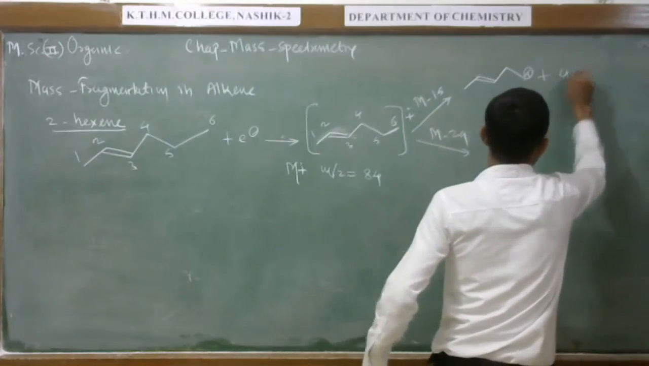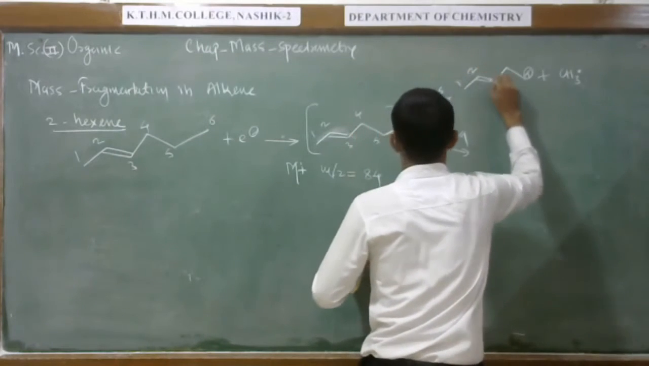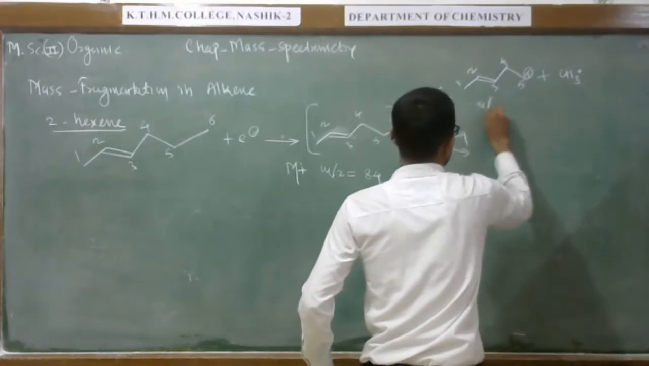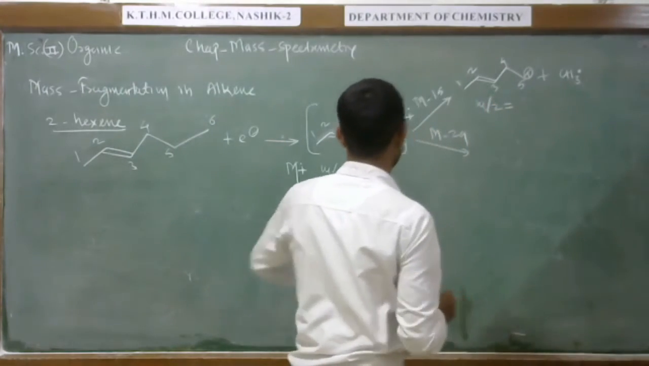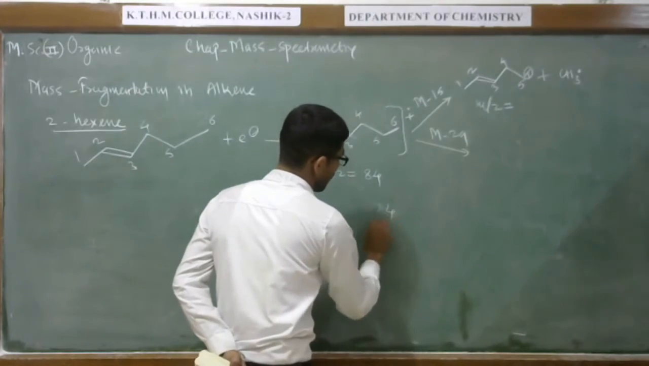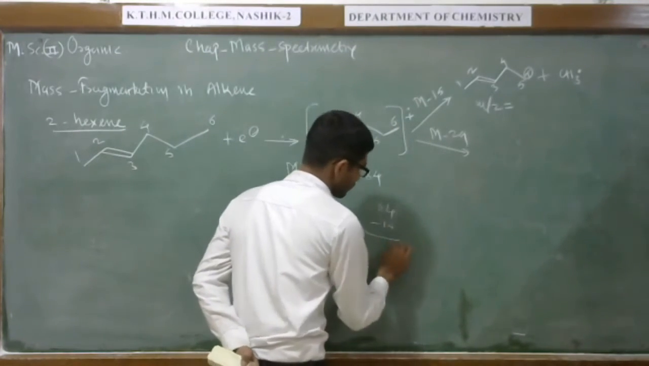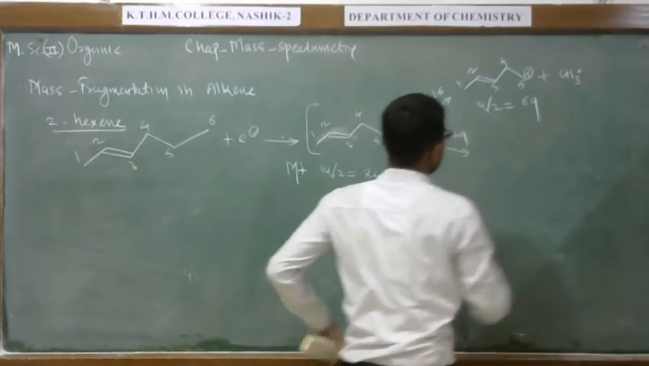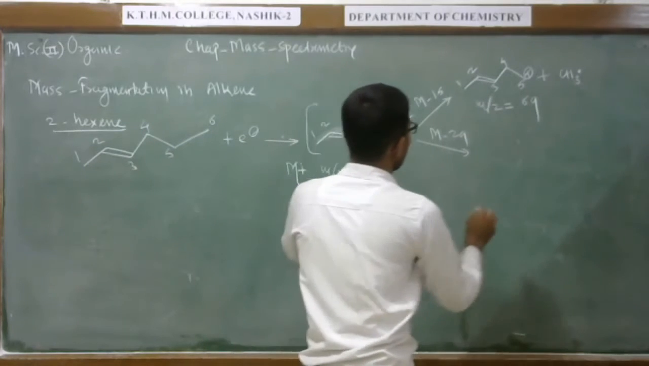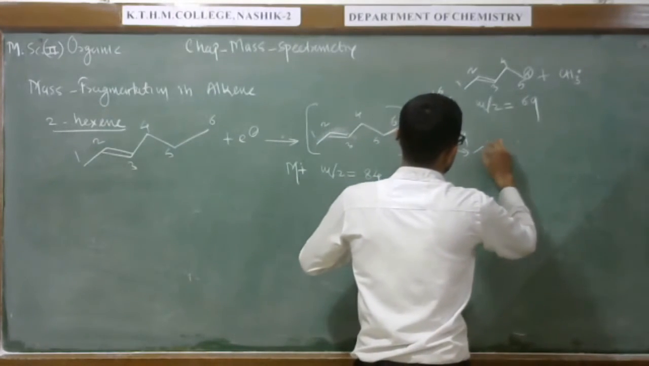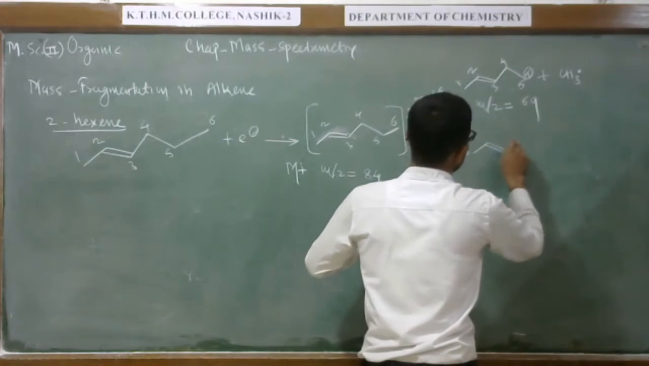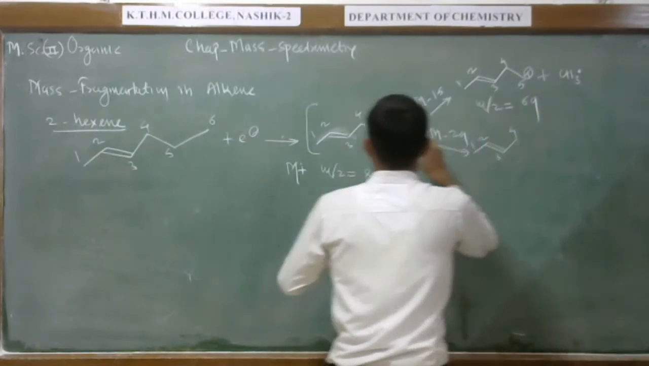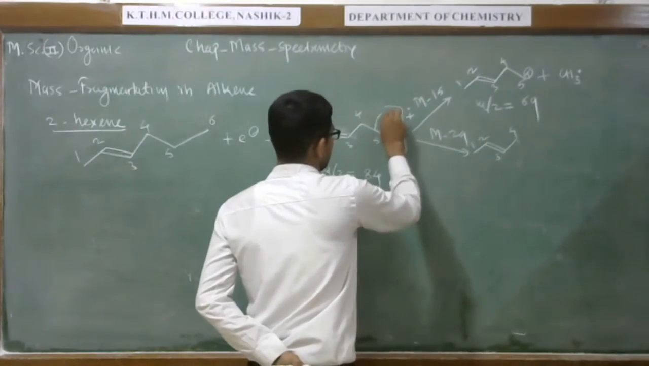With loss of methyl as a radical. So 1, 2, 3, 4, and 5 carbon here. So the mass to charge ratio, you can observe, is 84 minus 50, that is 69. That is where we can observe this peak. Also 29: loss of methyl group as a radical. So this group as a radical.